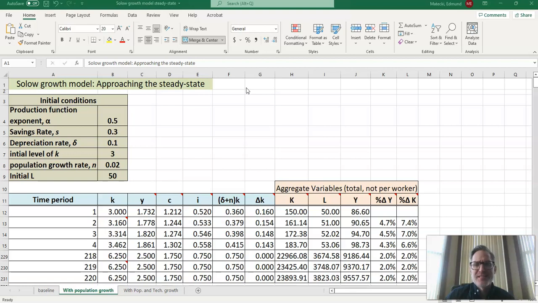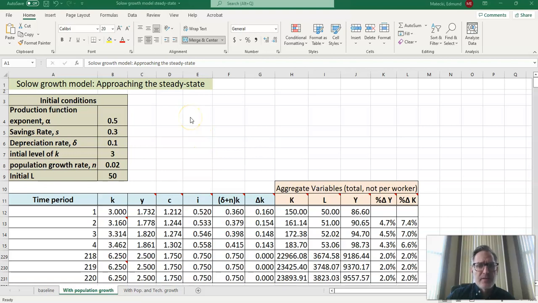I want to focus on the second and third tabs in the spreadsheet. So we already talked about the first one. And the second and third tabs build on the initial model to incorporate the material in Chapter 9. So it incorporates population growth in the second tab, and in the third tab down here, population growth and technology growth.